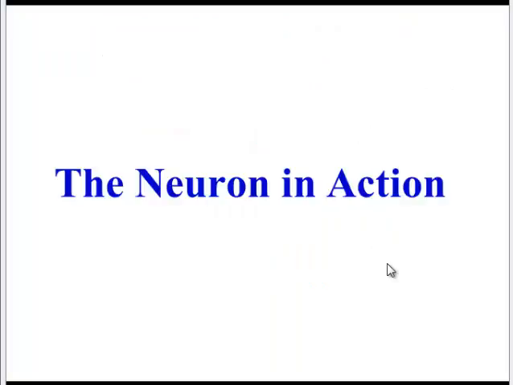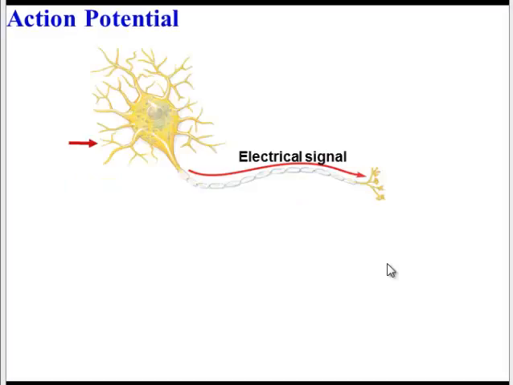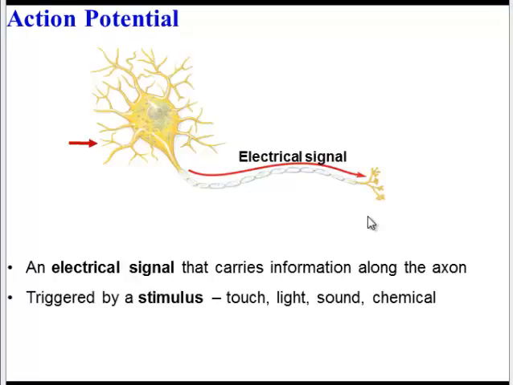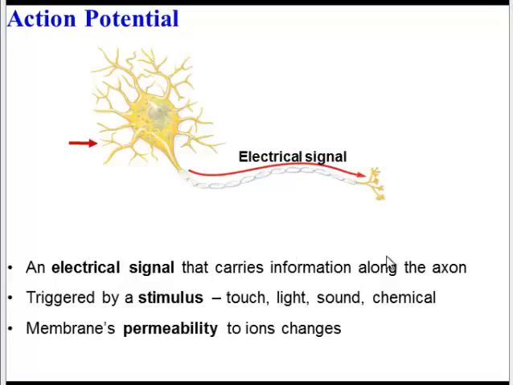So let's take a look at the neuron in action. In other words, the action potential. Action potential is just another word for the electrical signal that gets transmitted along the axon. And this is triggered by a stimulus. It could be physical touch, a light, sound, or a chemical. And what happens is that the membrane's permeability to ions changes.